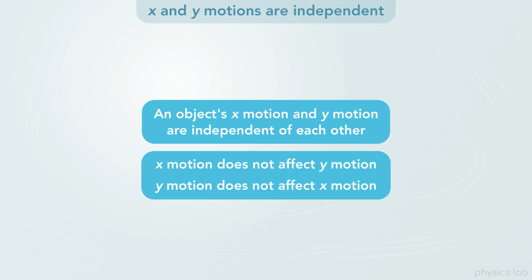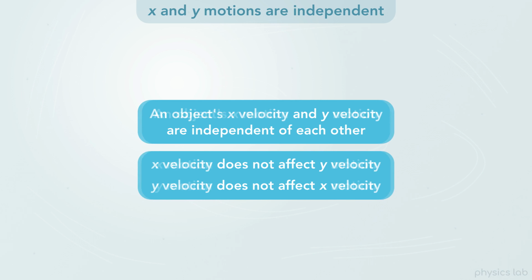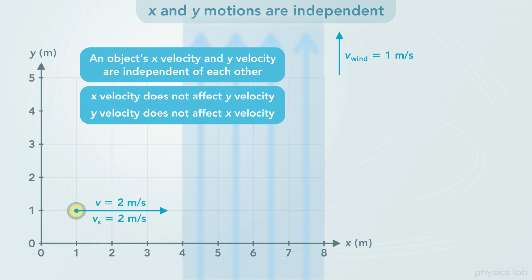So what does this mean? First, motion can mean anything we've learned about in kinematics: position, displacement, velocity, or acceleration. Since we're covering velocity in this video, let's use the word velocity. How does this apply to our last example? Let's watch the motion of the stone again as it's hit by the wind.